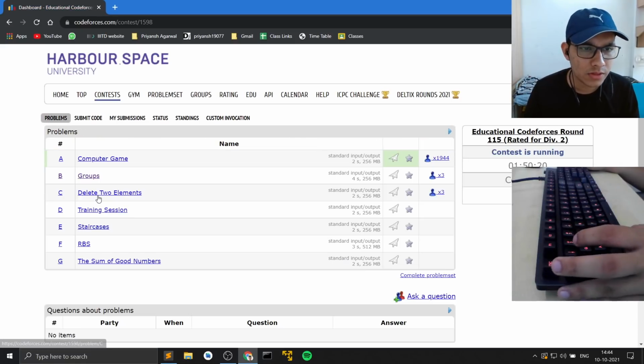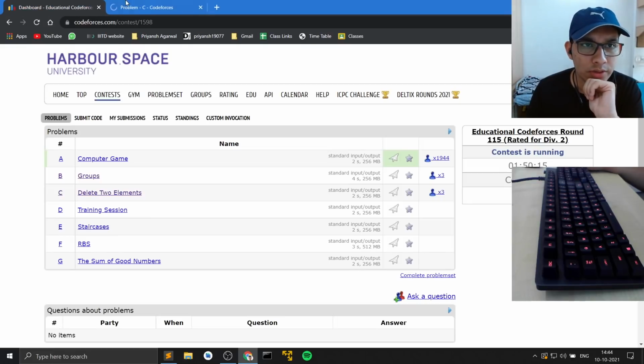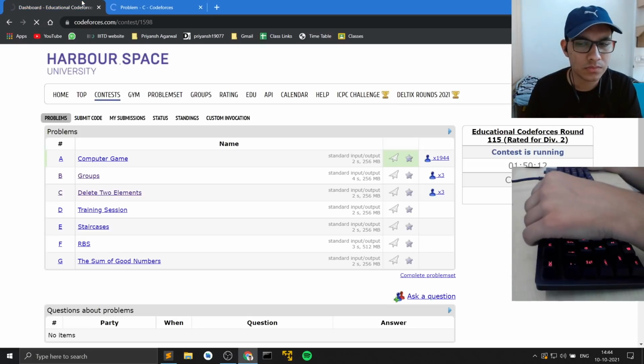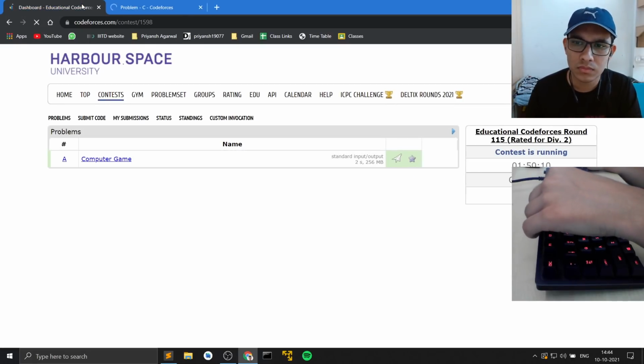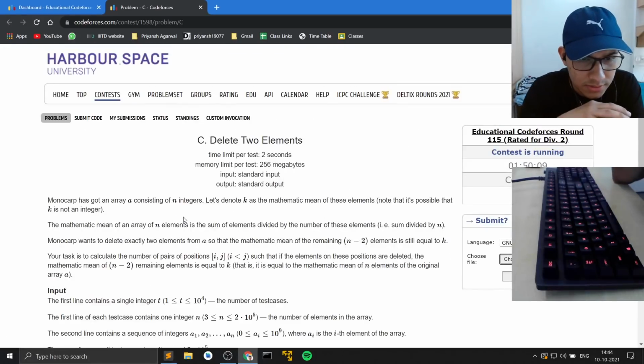Cool. So let's move to the C problem. Deleting two elements. Monocarp has an array A consisting of n integers. Let's denote K as the mathematical mean of these elements. It's possible that K is not an integer. The mathematical mean of an array of n elements is the sum of elements divided by the number of these elements. Monocarp wants to delete exactly two elements from A so that the mathematical mean of the remaining n minus 2 elements is still equal to K.